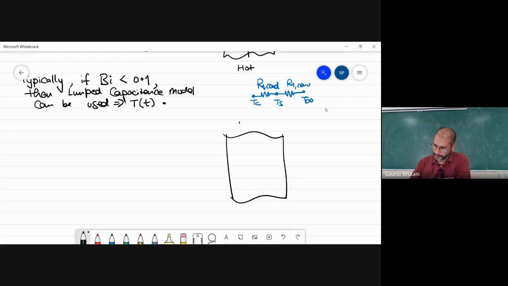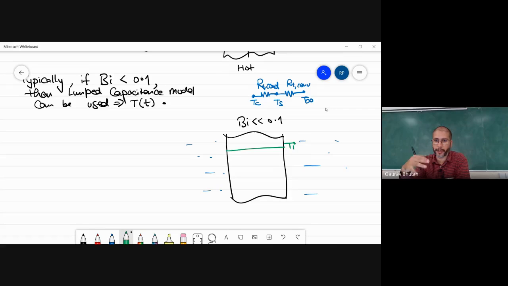Where your Biot number is much smaller than 0.1, this figure looks much more appropriate. At T equal to zero, you will have some initial temperature, T initial. Again, I'll be using the vertical levels to denote the magnitude of temperature. So you have a hot bar at temperature Ti that you quench in liquid, so you have some liquid around this.